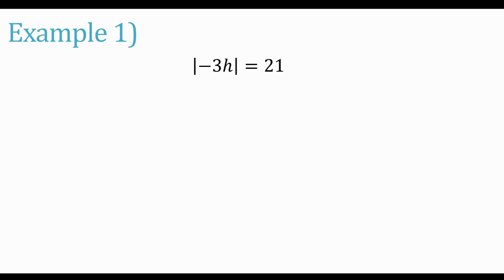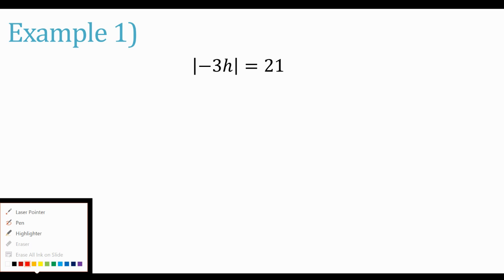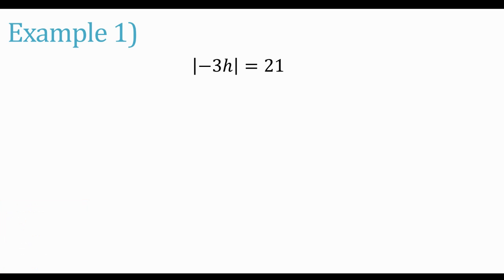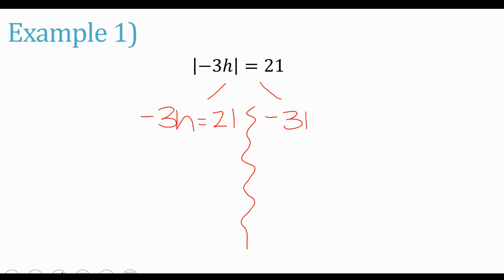So now to solve this, we're not going to just dive right into solving this. We need to get this out of the absolute value bars. So what we're going to do is create two equations. We're going to take our expression out of the absolute value bars and set it equal to a positive value, 21. Okay, that is our first equation: negative 3h is equal to 21. Now we're going to do the same thing, but we're going to set it equal to a negative value. So we have negative 3h is equal to negative 21.